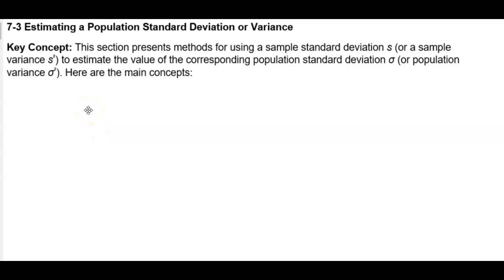7.3 Estimating a population standard deviation or variance. Key concept. This section presents methods for using a sample standard deviation, s, or a sample variance, s squared, to estimate the value of the corresponding population standard deviation, sigma, or population variance, sigma squared.